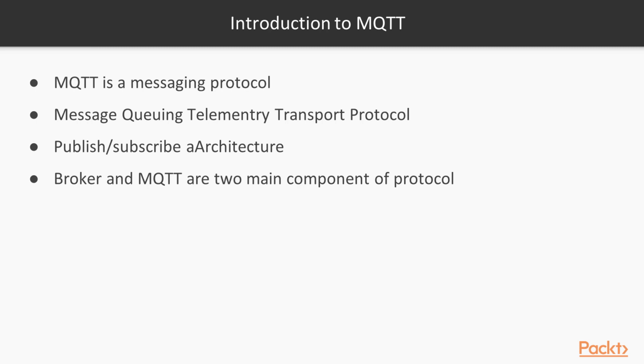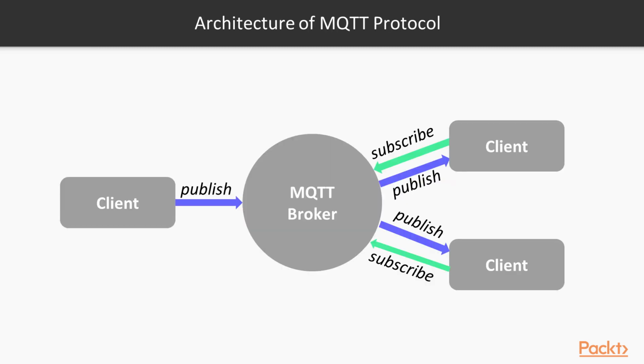MQTT uses the topic of the message to determine which message goes to which client. An MQTT connection is always one client and one broker. Clients never connect to each other directly. There are many brokers that can be used, such as cloud-based ones like iot.eclipse.org or HiveMQ, and some open source brokers like Mosquitto.